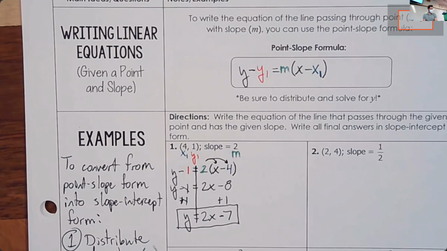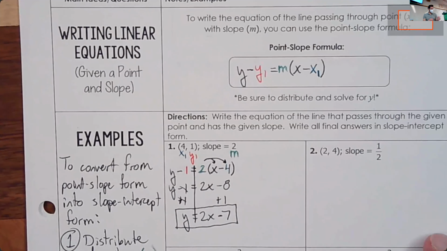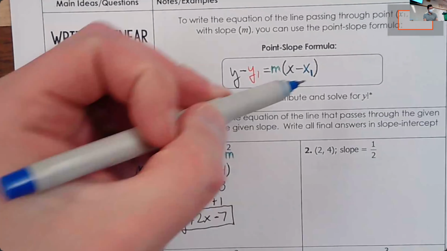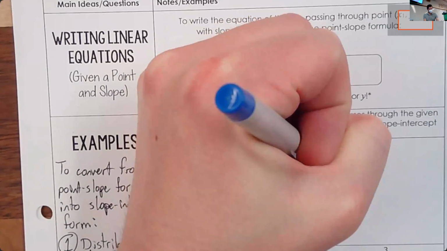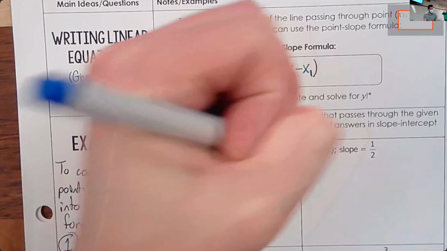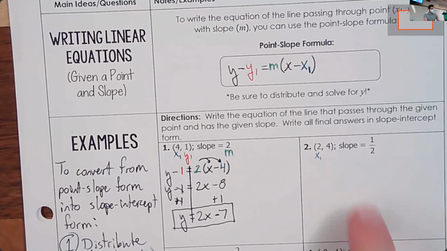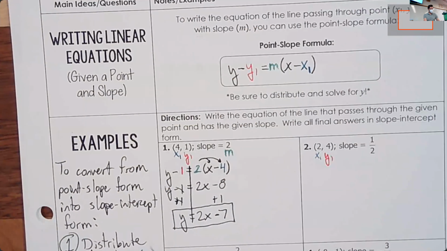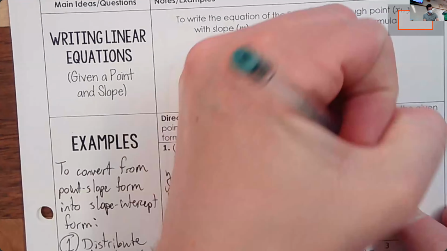So let's try problem number 2. Here we go. Number 2, we have to write our equation in point slope form first. Our point is (2, 4). The value of x1 is the first number because that's the x coordinate. So there's x1. The value of y1 is the y coordinate here, which is 4. So there's y1. And our slope, m, is equal to 1/2. So there's m right there.